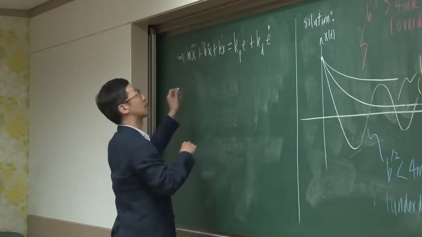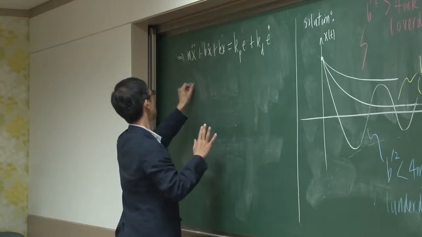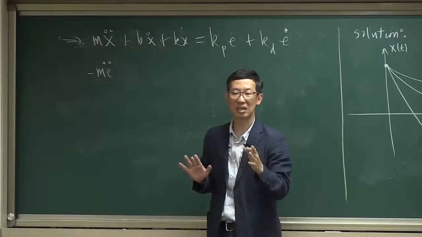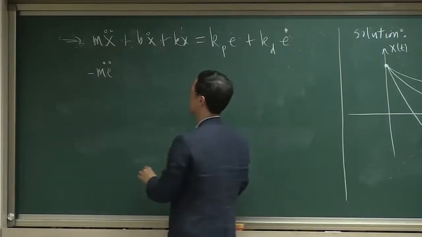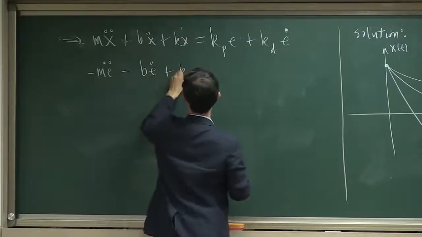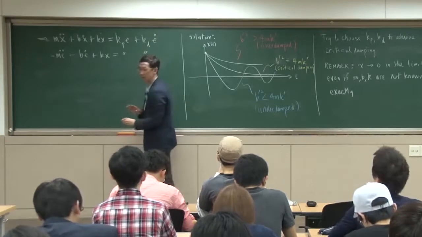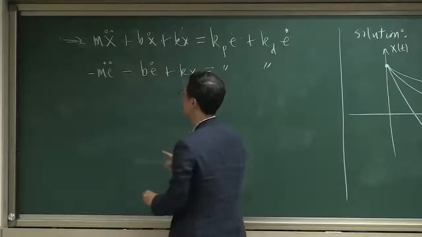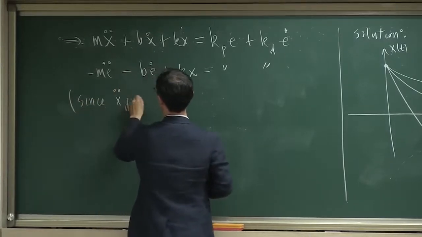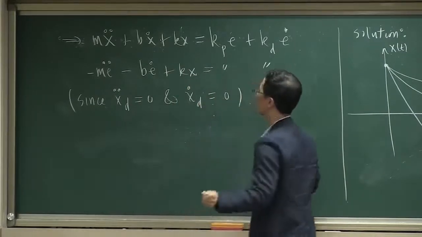Let me also write this as m times e double dot with a negative in front, because xd double dot is 0. And this I'm going to also write as minus b e dot plus kx is equal to this. The reason I can do this is xd double dot equals 0, and also xd dot equals 0.